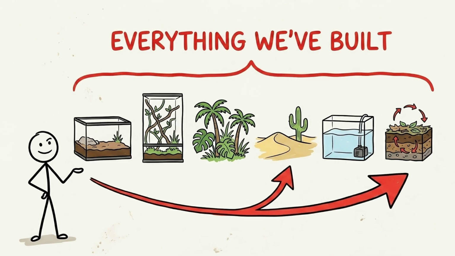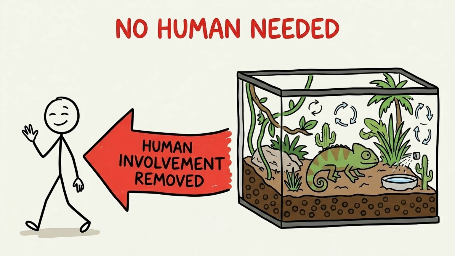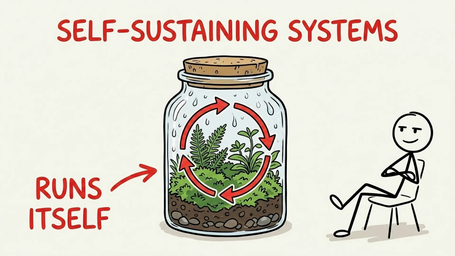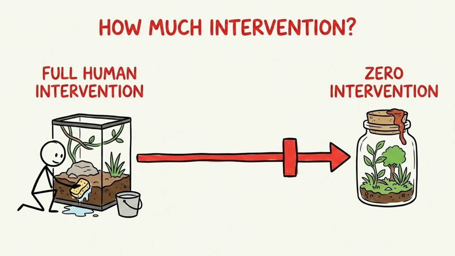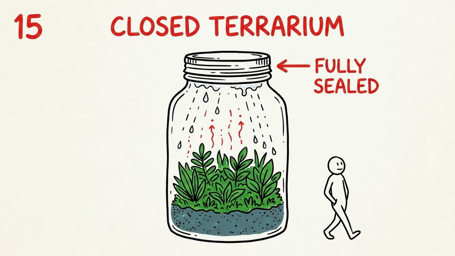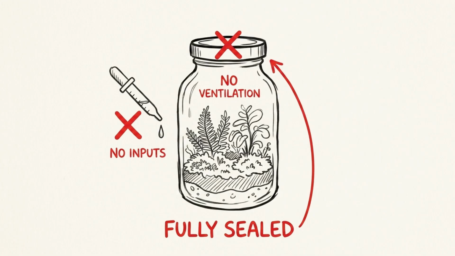The final category takes everything we've built and removes as much human involvement as possible. Self-sustaining systems, classified by how much human intervention they require. So in this group, we have Closed Terrarium. A closed terrarium is a fully sealed glass enclosure with no ventilation and no regular inputs.